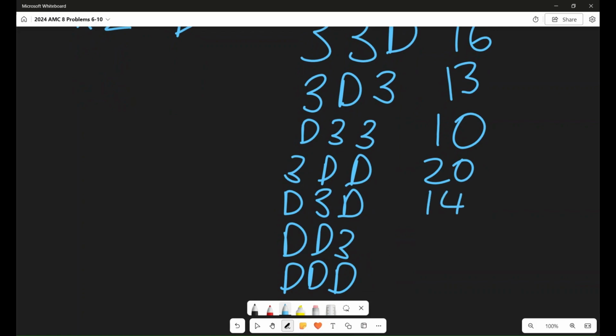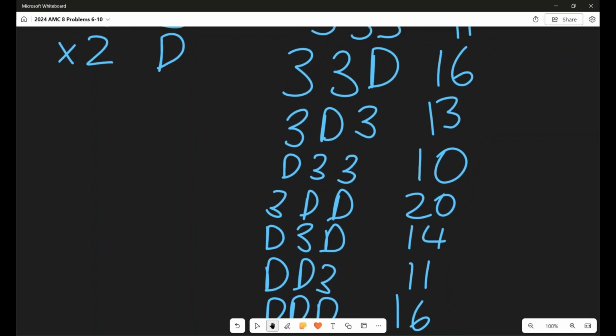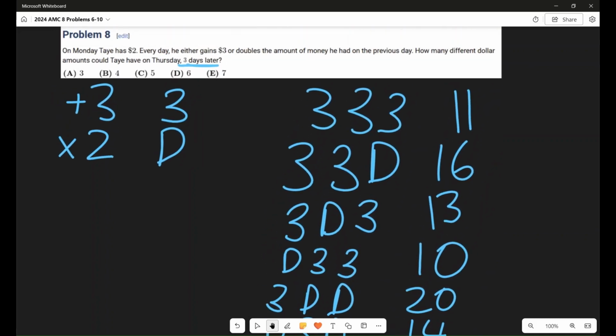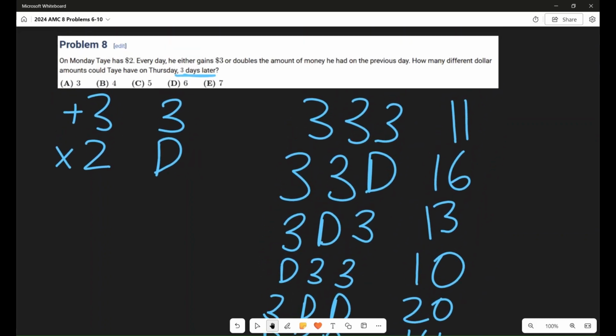2 times 2 times 2 is 8. Add 3, and you get 11. 2, double it 3 times, and you get 16. So you can see here, it wasn't that much work. So it's probably a better solution to just go through every possibility and quickly figure it out.